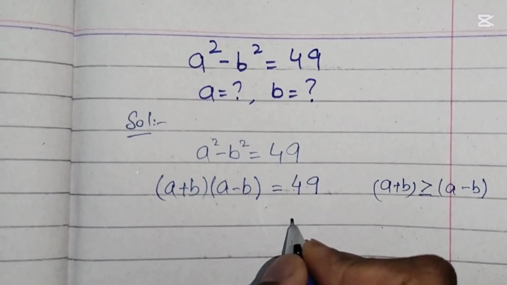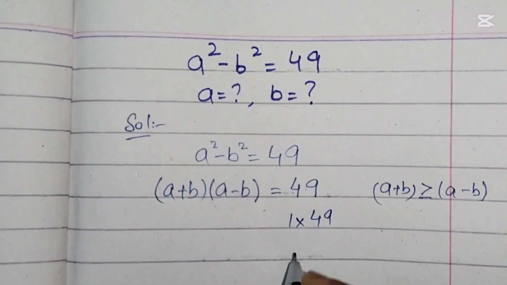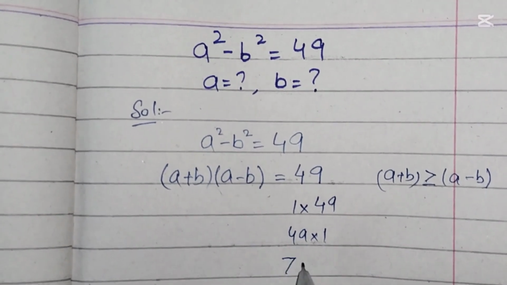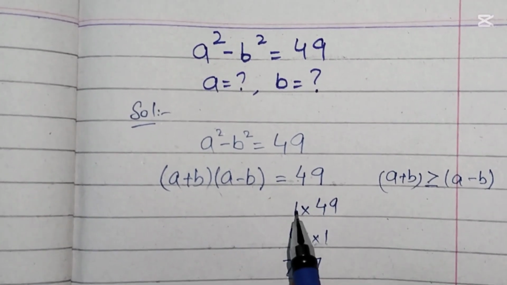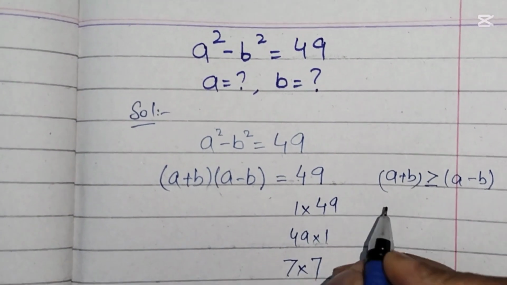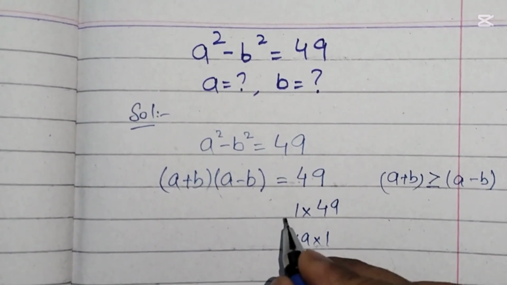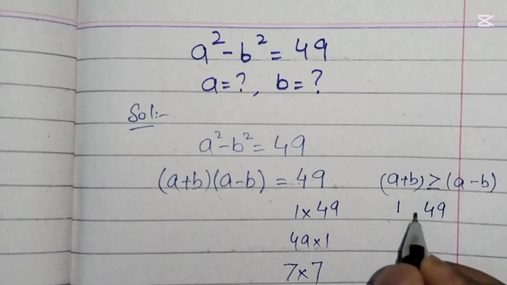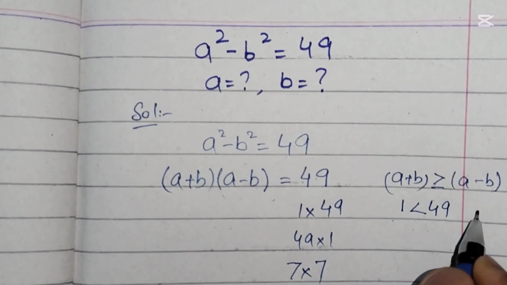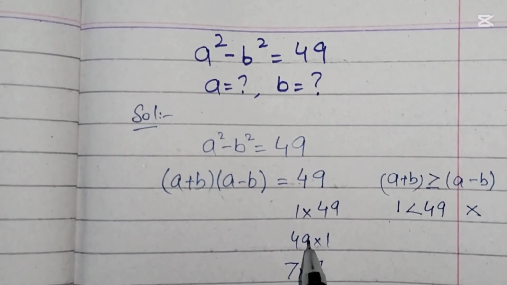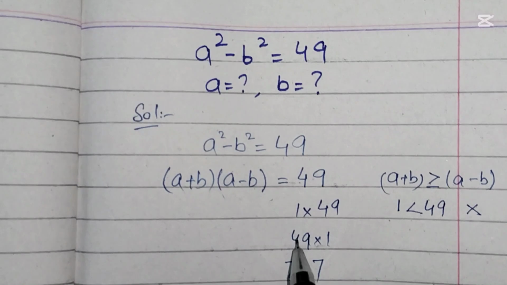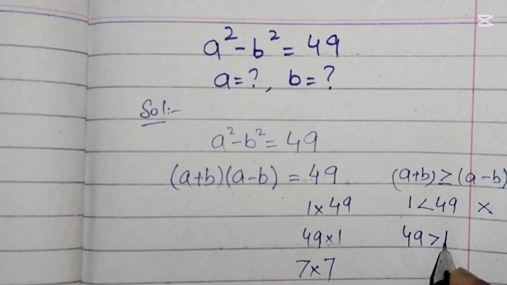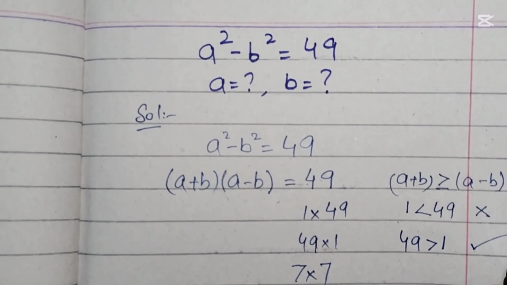We can write 1 into 49, 49 into 1 is 49, and 7 into 7 is 49. For the first case, 1 into 49, that is a plus b is 1. 1 is less than 49, so we will not consider this case. In the second case, a plus b is 49 and a minus b is 1. That is, 49 is greater than 1, so we will consider this case.